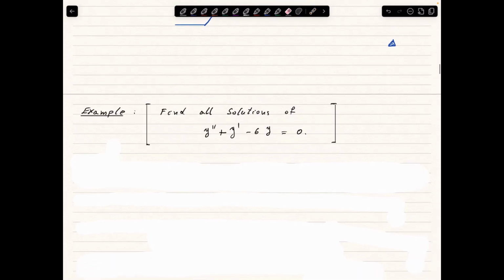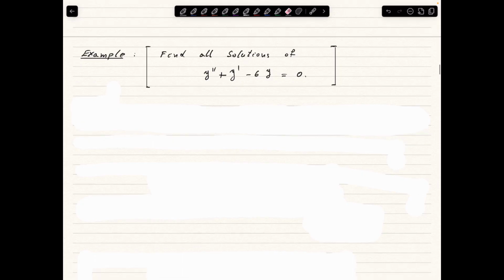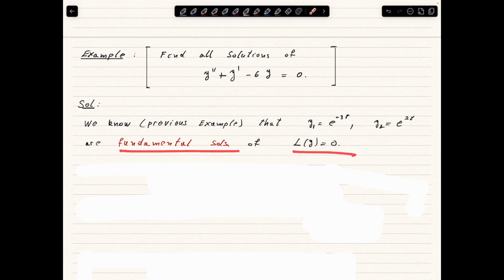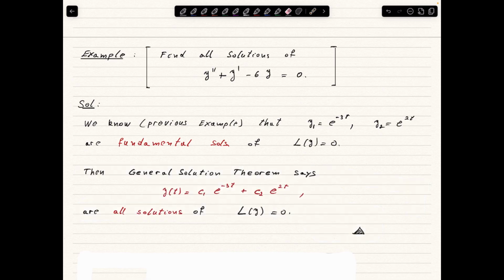This is what we say here: find all the solutions of the differential equation. Well, we did, because in the previous example, we showed that these two functions are actually fundamental solutions of the homogeneous equation. That's great, because now the general solution theorem is telling us that this linear combination gives us all the solutions of the differential equation. Done. Once you find fundamental solutions, you are done.